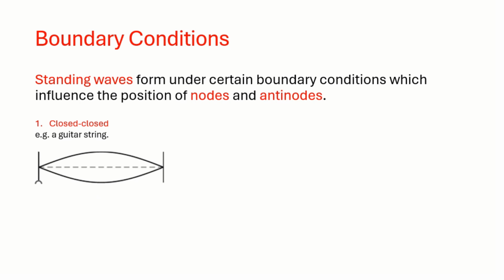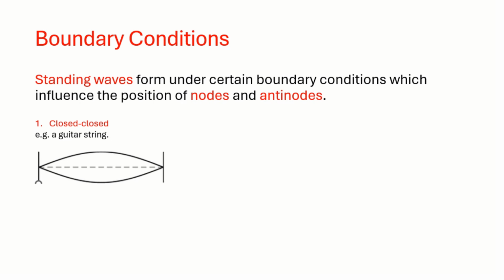So this is an example of a set of boundary conditions. Whatever wave is going to form on this string must have a node at the left and a node at the right. What happens in between really depends on the length and depends on what we do to the string in order to excite a particular mode. We'll come on to that later.